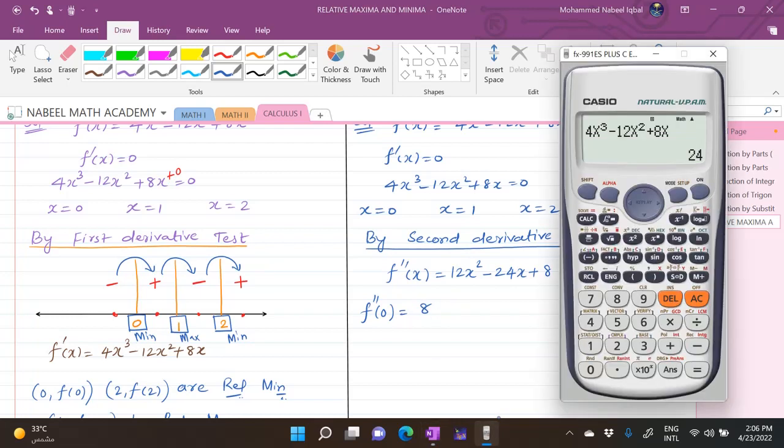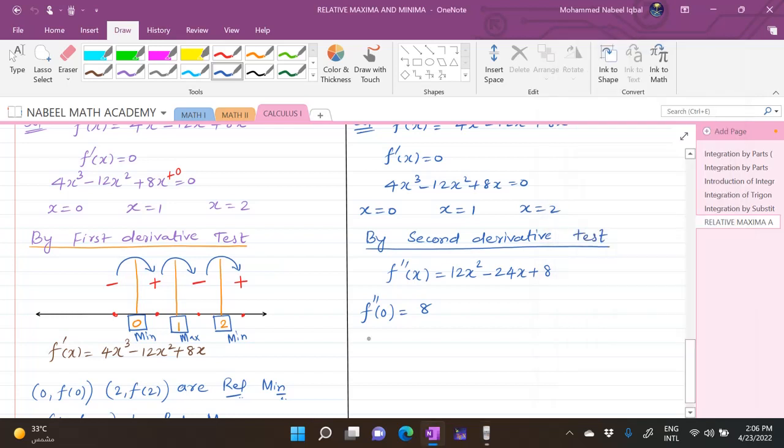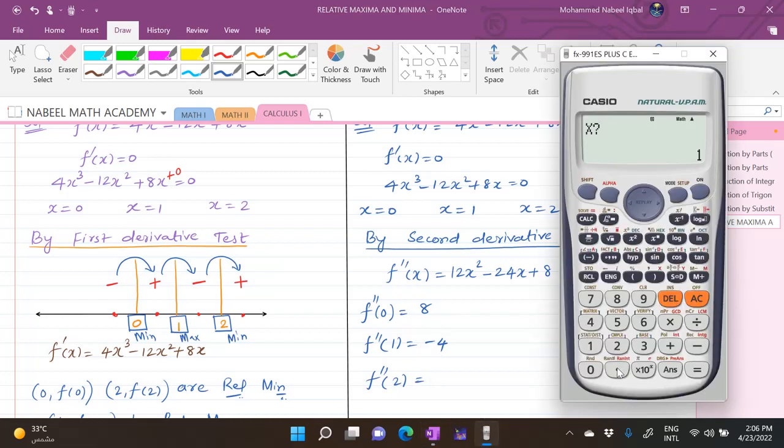Otherwise, you can fix the whole equation in the calculator. I just press 12x power 2 minus 24x plus 8, calc 0. So the value will be 8. Now calc 1. It is minus 4. So I write here 1, which is minus 4. Calc again, give the value 2. So the value will be plus 8.